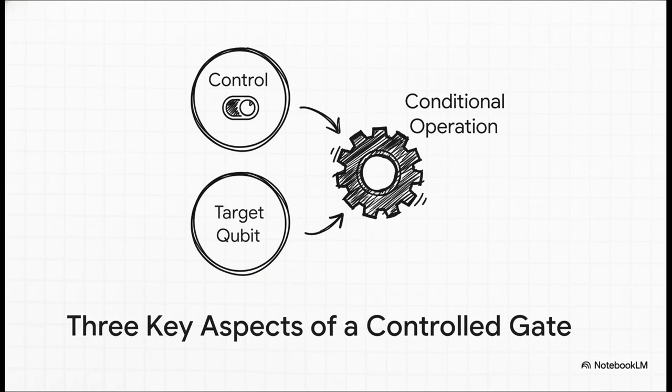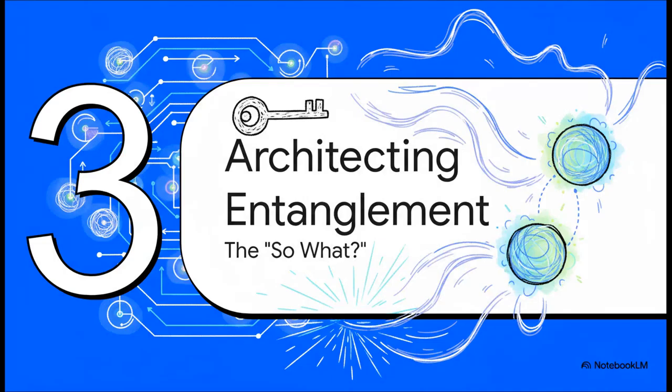So let's just break that down one more time because it's really important. You've got 3 parts here. You have the control qubit. That's the switch, the one that makes the decision. You have the target qubit, that's the one that's going to get manipulated. And you have the conditional operation, in this case, a flip, that only, and I mean only, happens when that control qubit says so. Okay, a conditional flip sounds kind of neat, but why is this such a game changer?